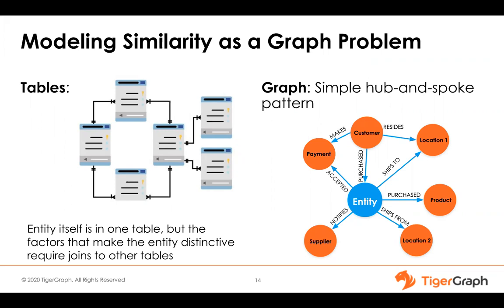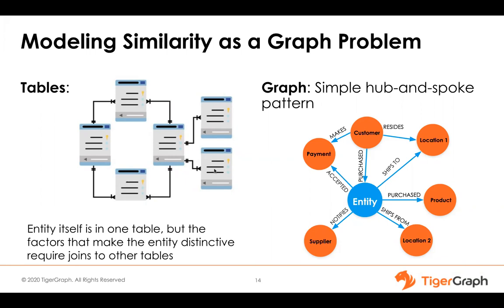But the characteristics, the factors that make that entity distinctive probably require that you join with other tables. So it can be done, but it's a lot nicer, a lot easier to understand and to work with if it's a graph structure, because then you have this simple hub and spoke pattern where the entity of interest is the hub and these other factors just connect to it either directly, one step, or maybe some of them are two-step relationships. But it's very easy to see visually, and it's much easier to write the query to find these things than to try to write it in this way.